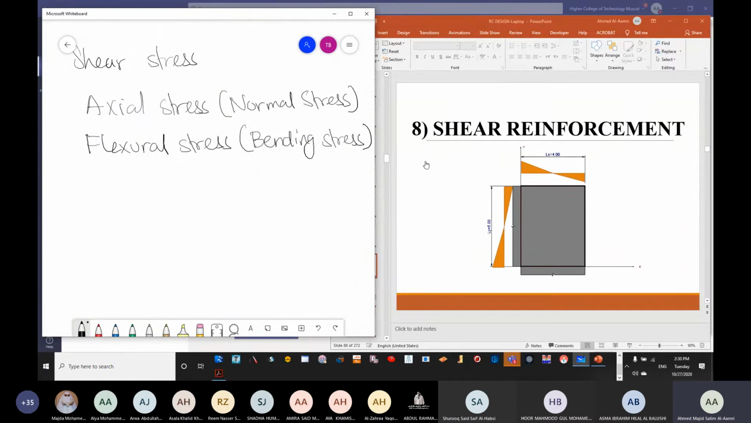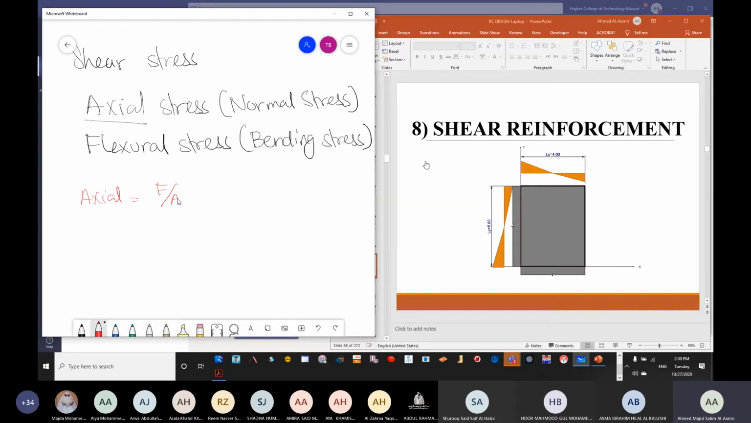Now, what is the difference between them? All of them are stresses. What is the equation for axial stress? Axial stress is going to be force divided by area, or P over area, as you have said. P over A, or force over area.